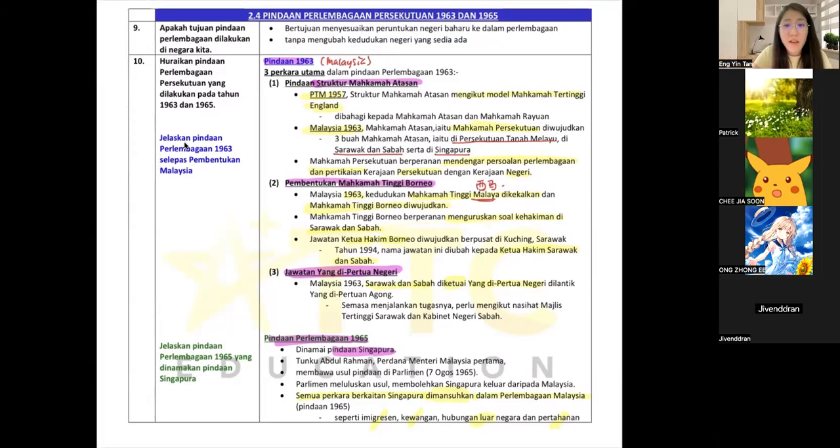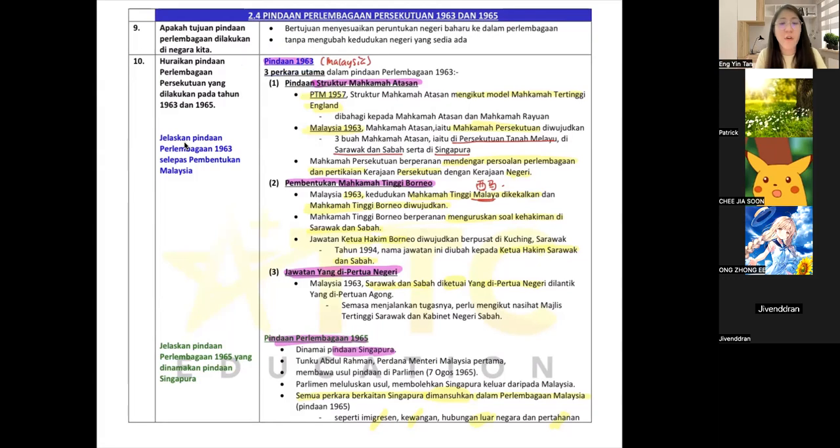So dekat sini, you can see we change the structure. We talk about the Mahkamah Tinggi dekat Borneo. And what happened to these three states? Singapore, Sabah, Sarawak, tak ada raja. So how do we address the leaders? All these are the important key points. Okay? Speaking of 1963, perpindahan.